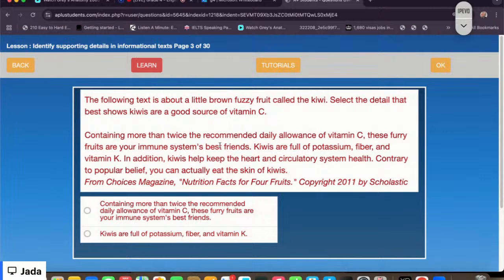All right, so we have containing more than twice the recommended daily allowance of vitamin C. These fuzzy fruits are your immune system's best friend. Best friends. Kiwis are full of potassium, fiber, and vitamin K. In addition, kiwis help keep the heart and circulatory system healthy. Contrary to popular belief, you can actually eat the skin of kiwis. Now, this was gotten from Choices magazine. So is it option one or option two?